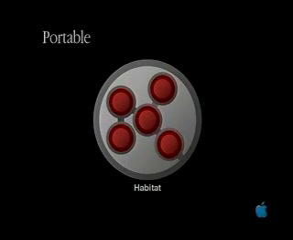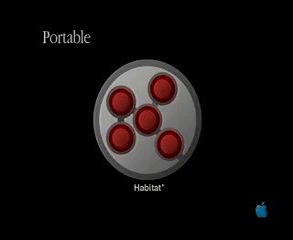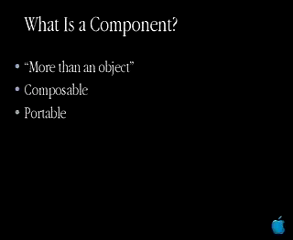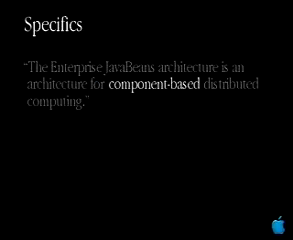When they say that components are portable, what they really mean is that because of this contract, as long as the objects support this contract, you can essentially rip out the habitat and replace it with another habitat, and the objects will be perfectly happy. They won't even know that the rug has been pulled out from underneath them. So that's what they're really talking about. They say that a component is more than an object. It's composable, it's portable. To me, a component is just a well-designed object that works. So that's the component-based part.